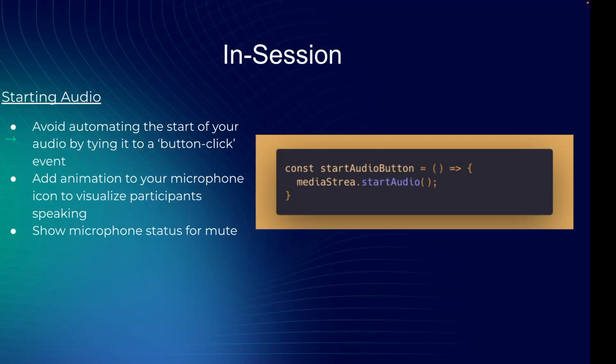This is very simple. We have a start audio button function. It's named appropriately because this is the function that will be triggered when the user clicks the button to start audio. When that button is clicked, we're going to call the start audio function on media stream. That should say media stream, not media stria. So on media stream, we're going to call the start audio function. And again, we just have that tied to a button, so there is user interaction and it's not starting automatically.